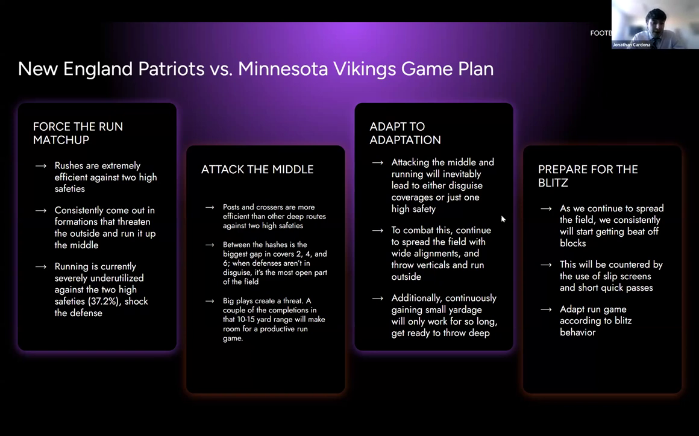We're going to attack the middle. As we said before in our data findings, posts and crosses are a lot more efficient than other deep routes, which we found super interesting and wanted to utilize when thinking about our play. So between the hashes is the biggest gap in Cover 2, 4, and 6. And when defenses aren't disguising any coverages, it's the most open part of the field, right? And we want to utilize big plays that create a threat. A couple of completions in that 10 to 15-yard range will make room for a productive run game.